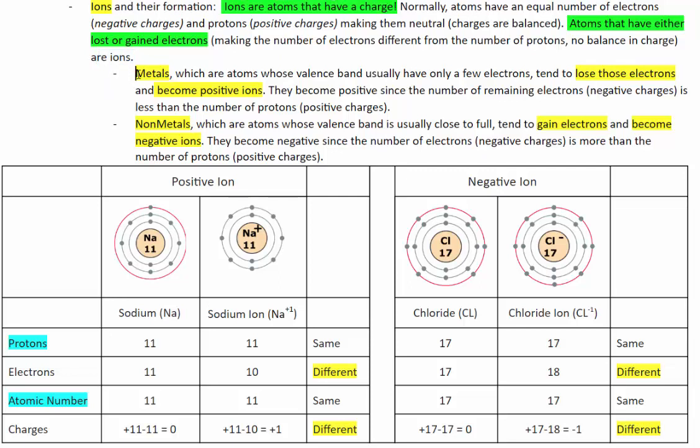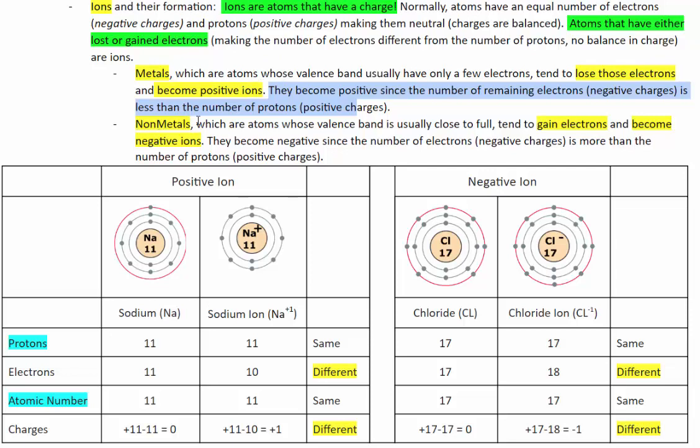Now, normally, metals are atoms whose valence band usually has only a few electrons. Metals tend to lose electrons and become positive ions. Now, why do they become positive? Because the number of remaining electrons, the negative charge in that atom, is less than the number of protons, the positive charge in that atom. When we have more positives than negatives, that makes the atom a positive ion.